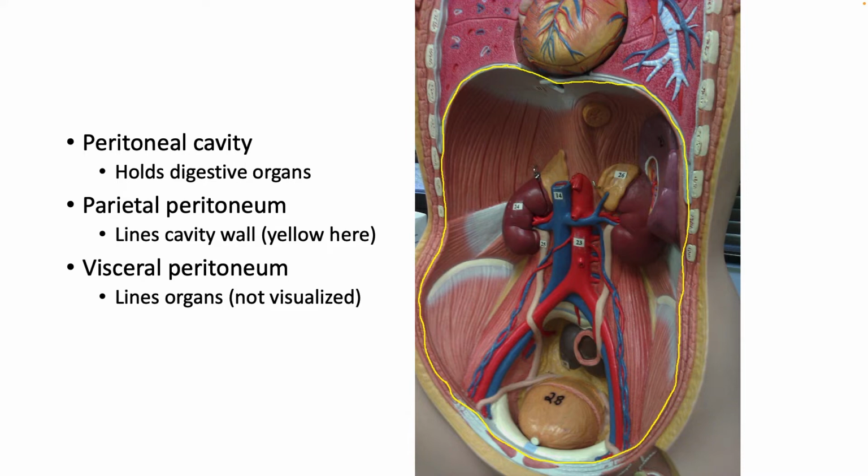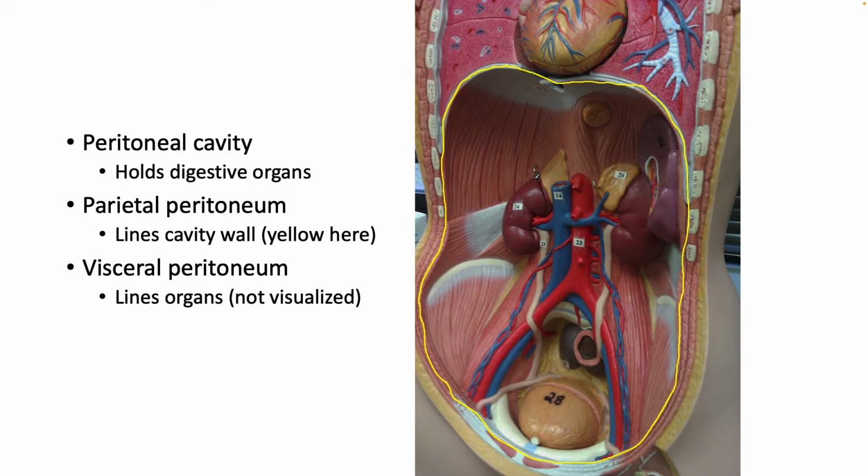Lining the outside of the wall here, that you can see sketched in yellow on this model, is the parietal peritoneum. This is the peritoneum that is lining the cavity wall. The peritoneum that's lining the actual organs themselves, that we can't really visualize with this representation, is called the visceral peritoneum. Just like we had our visceral pleura and parietal pleura with the lungs, and our visceral pericardium and parietal pericardium with the heart, we have our parietal peritoneum on the outside lining the cavity, and then this visceral peritoneum on the inside, lining the outside of the organs.